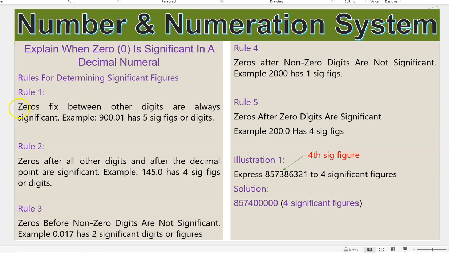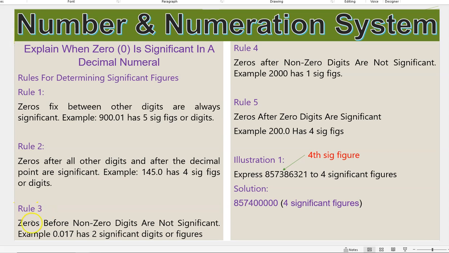Rule 1. Zeros fixed between other digits are always significant. For example, 900.01 has 5 significant figures or digits. Why? Because there is a decimal point. The next rule states that zeros after all other digits and after the decimal point are significant. For example, we have 145.0 and this has 4 significant figures or digits.